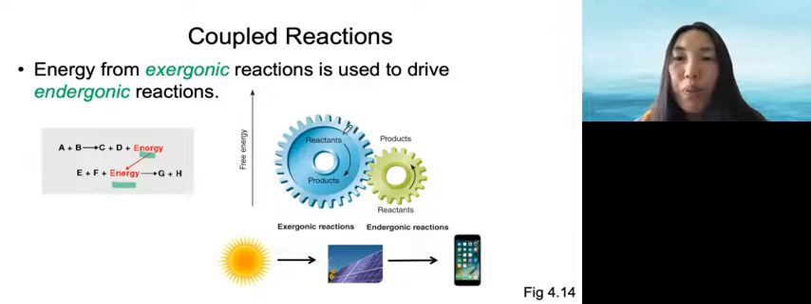The first blue wheel turns, and then it automatically causes the second green wheel to also turn or go. In our example, the exergonic reaction is the sun releasing energy, which then goes into the solar panel. The endergonic reaction is the solar panel providing energy to power the cell phone.